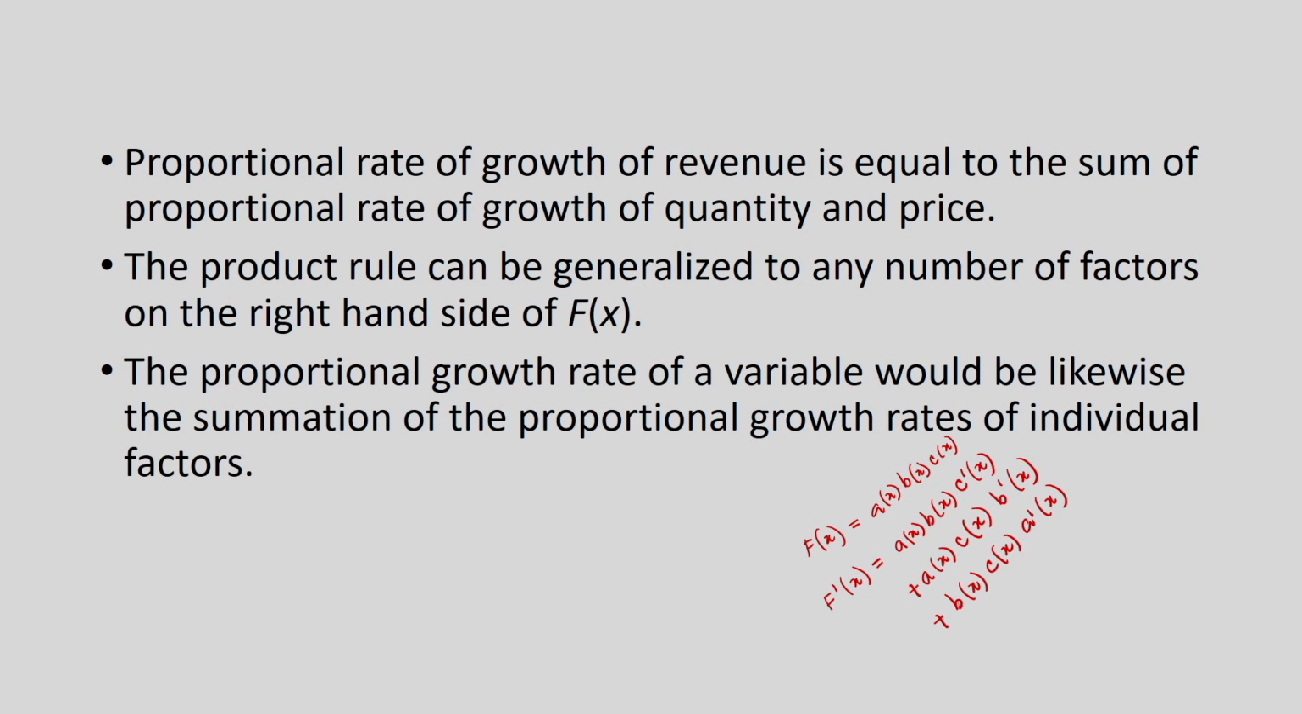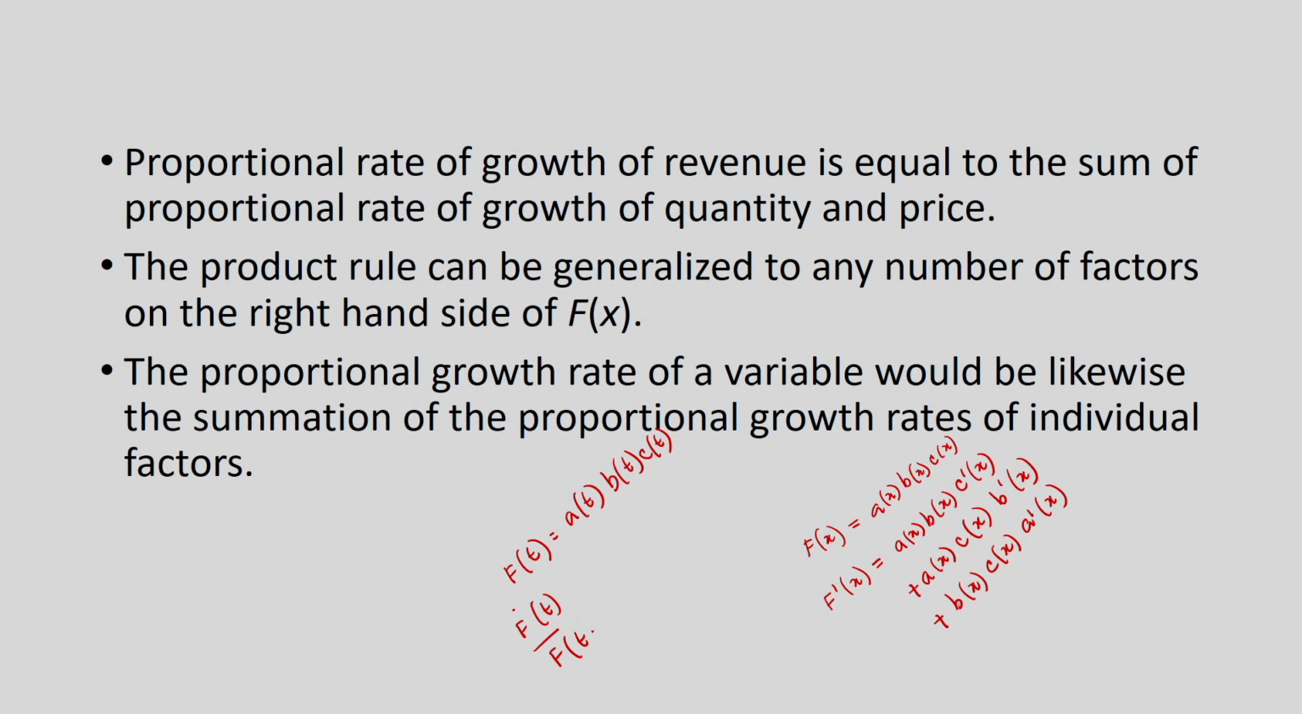So, you are going to get 3 terms on the right hand side. The proportional growth rate of a variable would likewise be the summation of proportional growth rates of individual factors. So, if you have something like this, that f of t is equal to a of t, b of t and c of t, right.